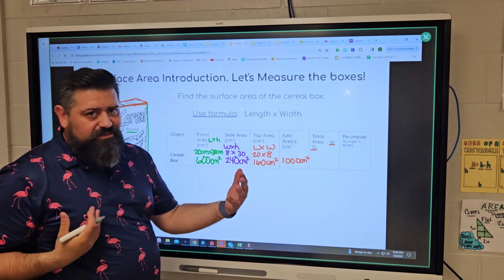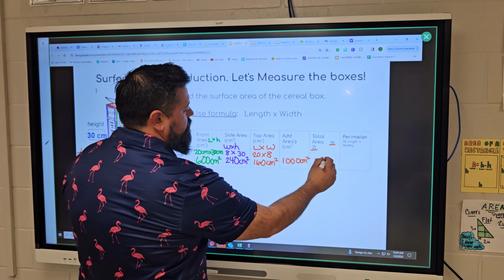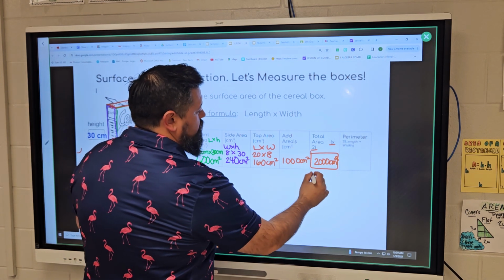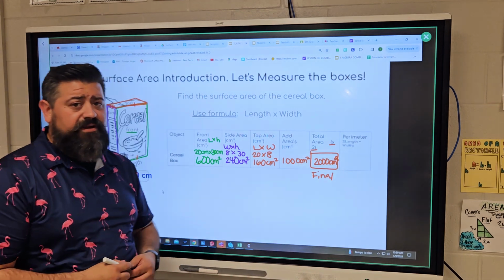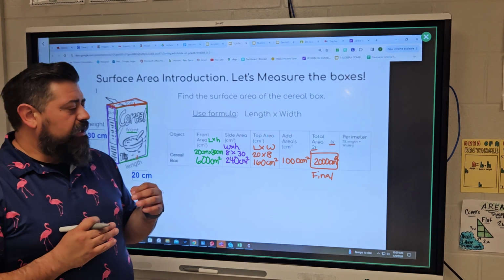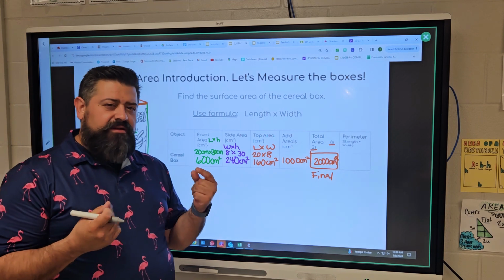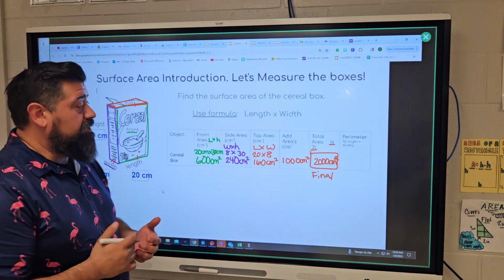So I know that 1,000 times 2 is 2,000. This right here is your final answer. That right there is your total surface area for that box. Okay? So later on, we're going to start using another formula so it can be a lot quicker to get the answer. And that formula, you're going to have to use perimeter.